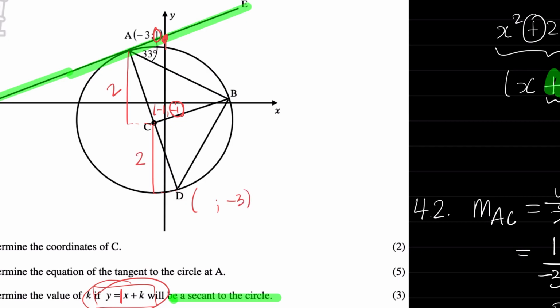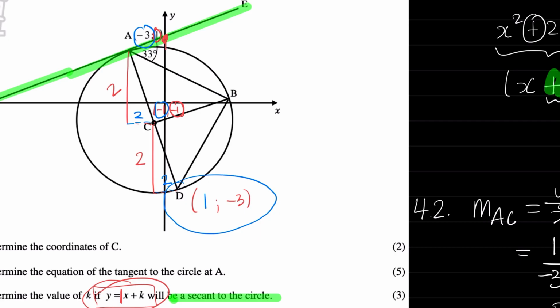Now if you look at the horizontal, it's going from -3 to -1. It's going 2 units to the right. So that means from C to D, it should also go 2 units to the right. So -1 plus 2 is 1. So the coordinate for D is 1 and -3.